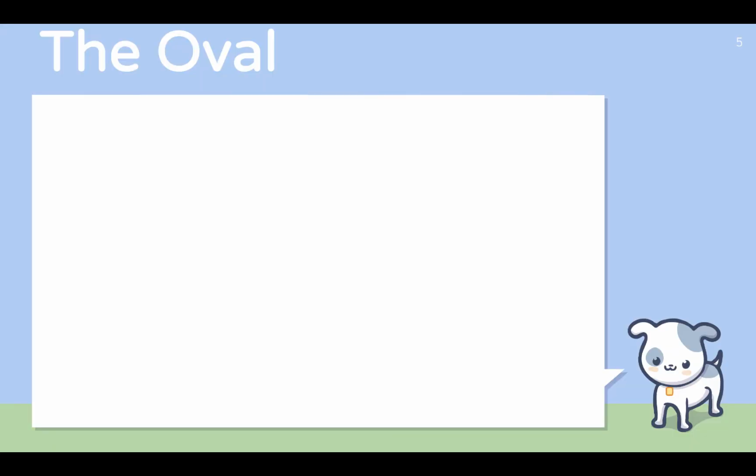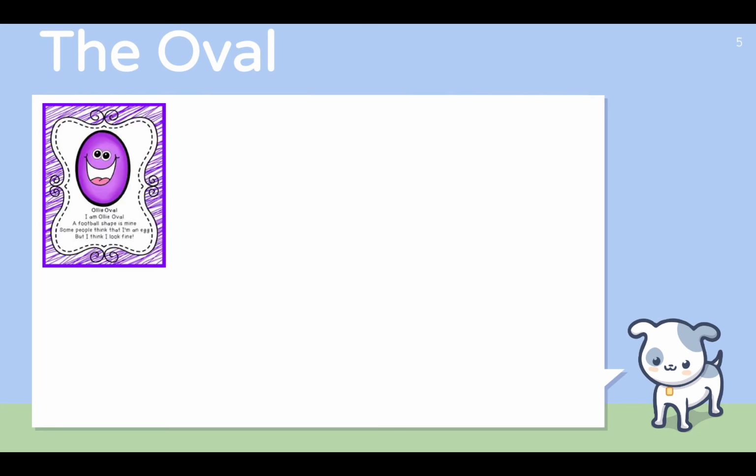Now, I want to talk about another shape that is very similar to the circle, but also very, very different. This shape is called an oval. We can look to our friend Ollie Oval as an example of an oval. Ollie Oval says, "I am Ollie Oval. A football shape is mine. Some people think that I am an egg, but I think I look fine."